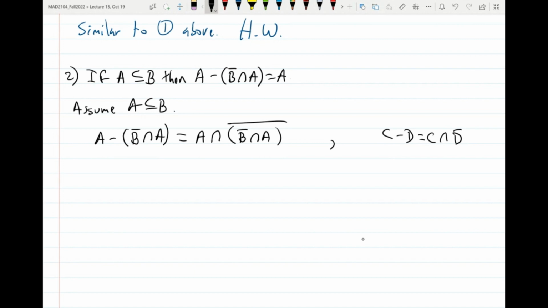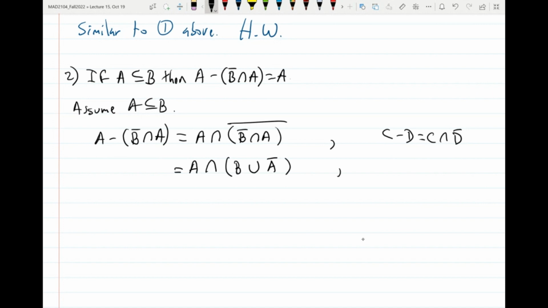What can we do here? De Morgan's law. So what is this? It will be A intersected what? B union, complement of A. Complement of A. Good. So here we basically use two steps, right? So we use De Morgan's, and then what else do we use? The fact that the complement of the complement is the set itself, right?